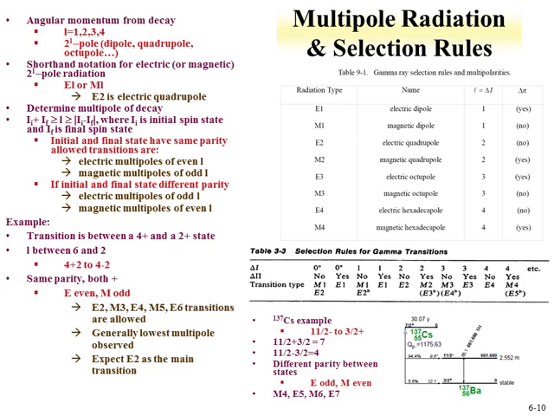Let's go through two examples that demonstrate this. Let's assume that there's a gamma transition from an excited state of 4 plus to a ground state of 2 plus.